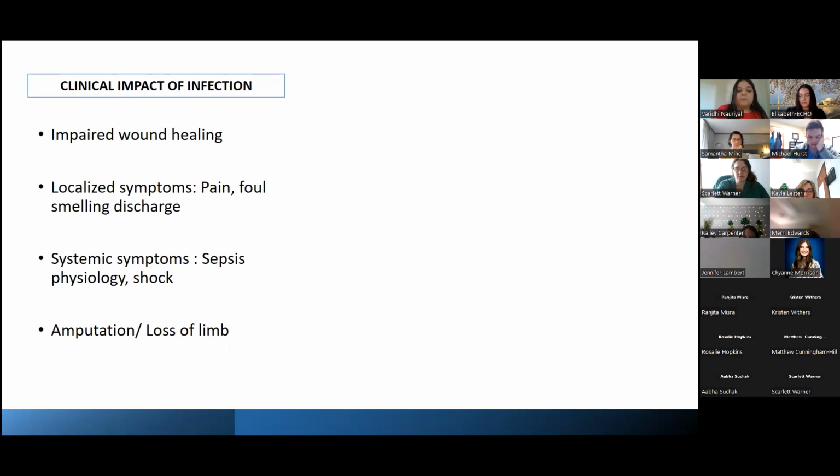There's clinical impact of infection, and then there's clinical spectrum of infection. In terms of the impact, it not only has impaired wound healing, but it has localized symptoms. Patients can complain of pain, foul-smelling discharge, or it can progress to more systemic symptoms like sepsis physiology and shock, and eventually leading to amputation or loss of limb.